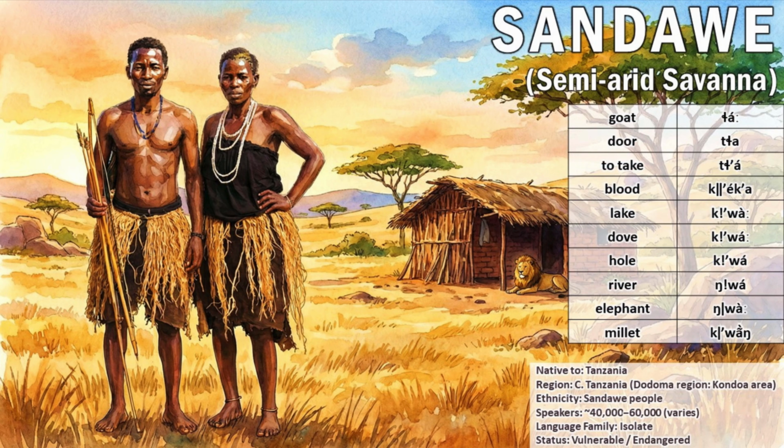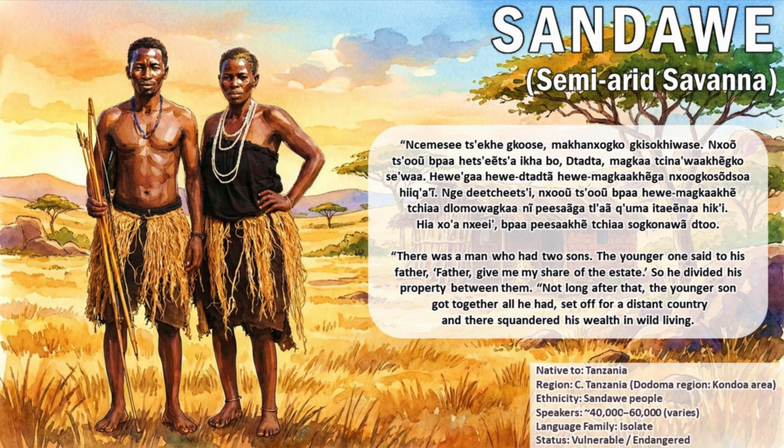Kx'a, Kx'a, Kx'a, Wa, Ngwa, Ngemesetse gekose maganqo ko kitso kwase ngotso ba hetsenza igabo data makachi na wa genko sewa hewe tata hewe makagenga nqoko sonso wa hinqai ngede chets ngotso ba hewe makagen chia dlomoaka ni phesa ngatla uma itaena hik hiya xo anqe ba phesa gen chia sokona wanto.